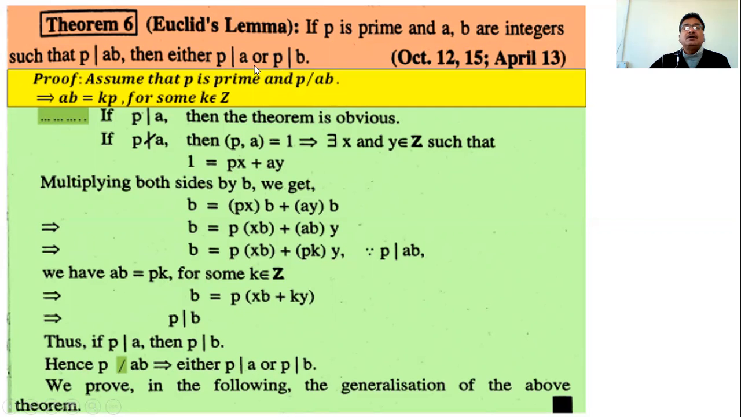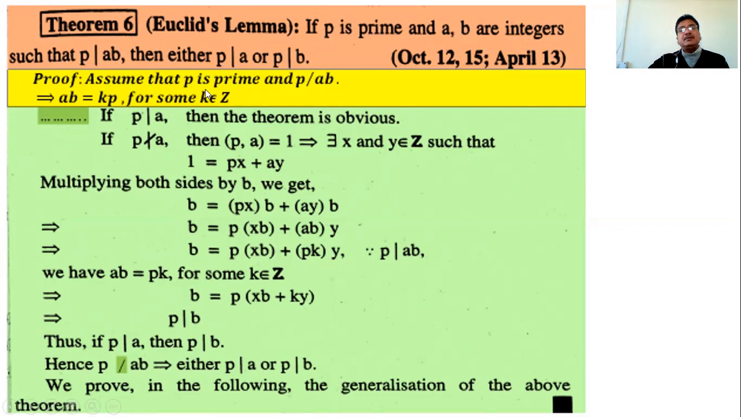What do I have to show? P divides A or P divides B. So what is given? P is prime, A and B are integers, and P divides AB. This is given, and we have to show either P divides A or P divides B.